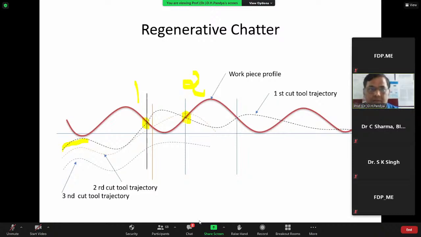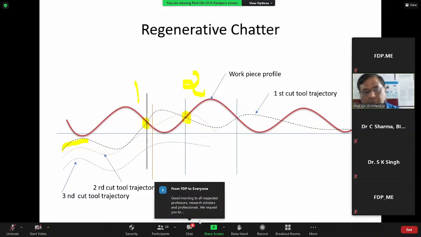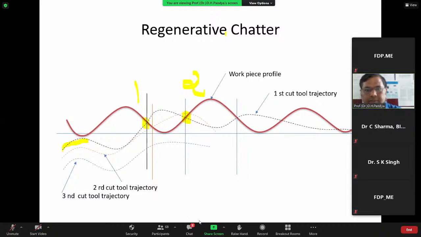Yes, linear variation in chatter. But in actual condition, there are a number of non-linearities that come into the picture.